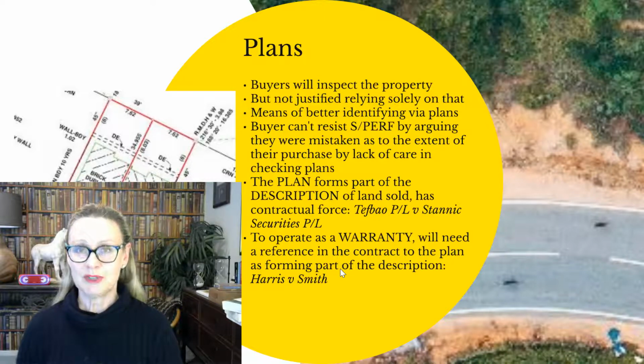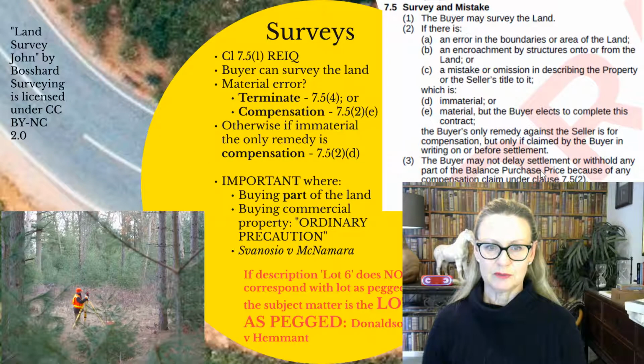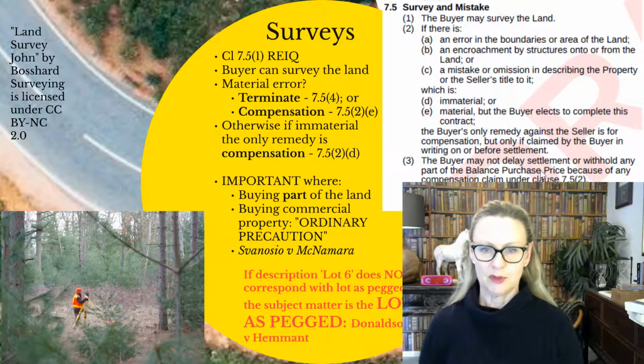If you want a plan to operate as a warranty, that you will be assured of getting whatever it is that you see on the plan, then you're going to need to reference that in the contract itself, and the authority for that is Harris and Smith. Now, the last issue we need to touch on in terms of describing the subject matter of our purchase or sale is the issue of surveys, and you'll see I've got it smack bang in the middle there.